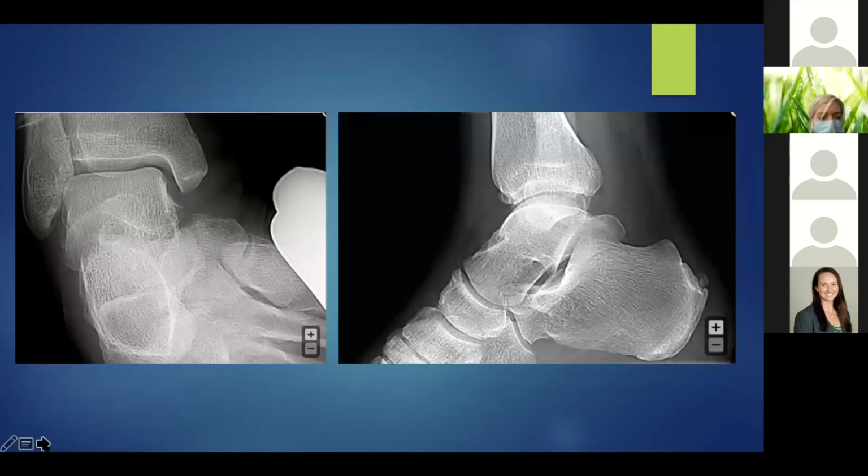So I'm assuming on the right side they're doing anterior drawer testing. Correct. On the left, looks like a sort of inversion testing. Yeah, the talar tilt, right? Yep. So which one do you think looks abnormal? The inversion stress test. No, but I mean both. I mean the anterior drawer. It's not a perfect lateral.